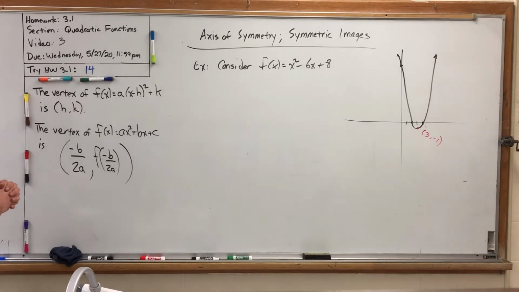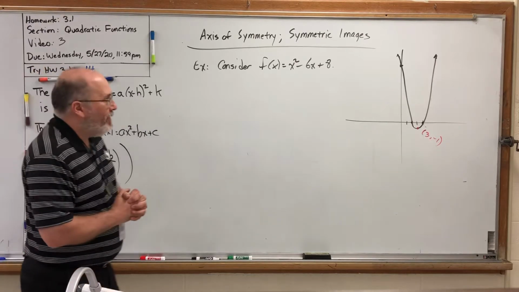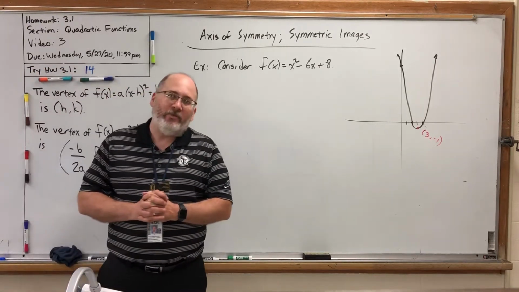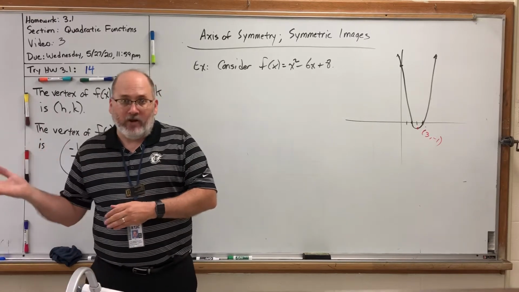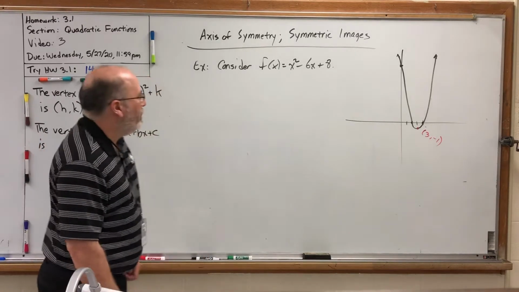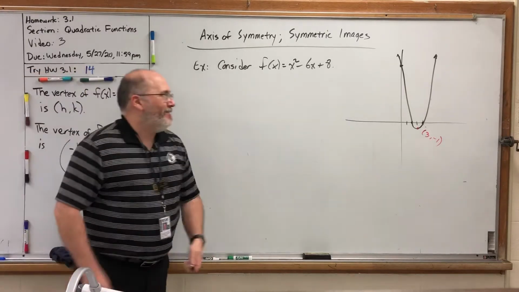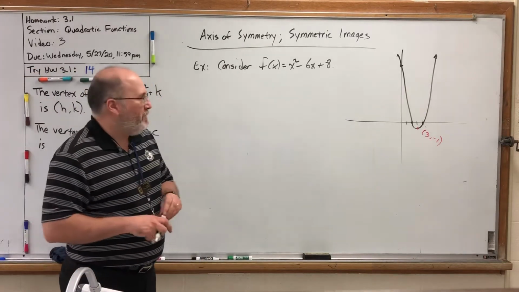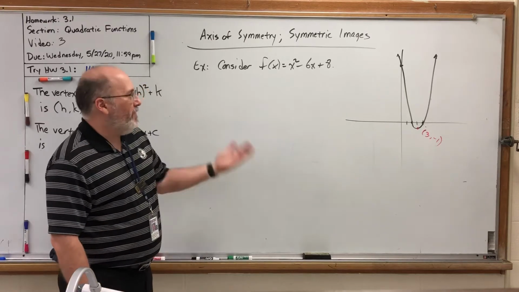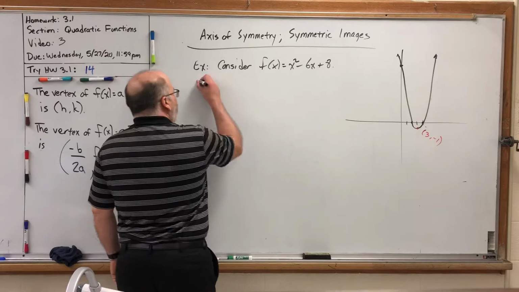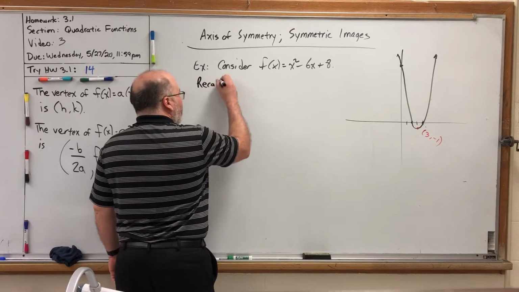All right, so in this video we're going to talk about something called the axis of symmetry and what I have dubbed symmetric images, basically the mirror image of one point or part of a graph across the line of symmetry. You'll notice on the board we've already got the same function that we dissected at the end of the last video. Specifically, we found the x-intercepts, we found the y-intercepts, and we ended up finding the vertex. So let's just say that we recall those things.